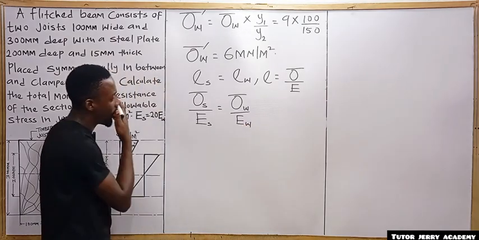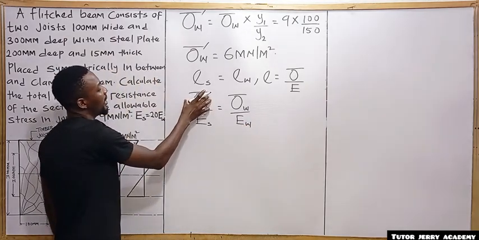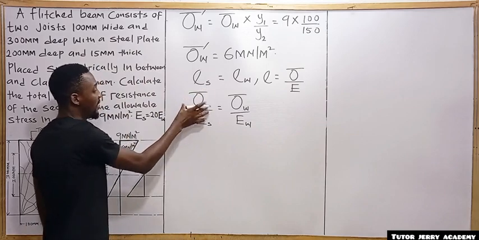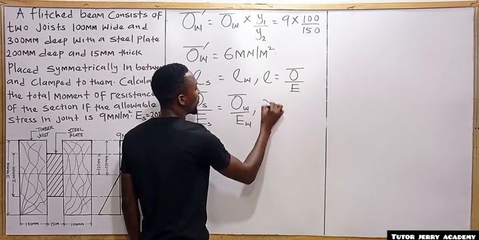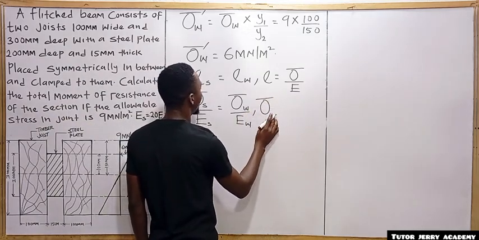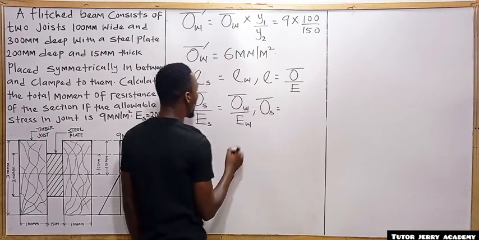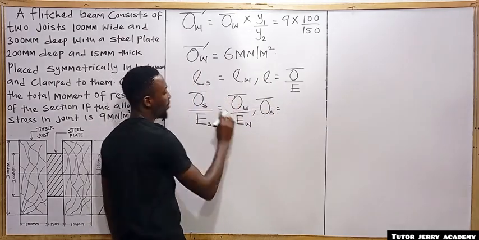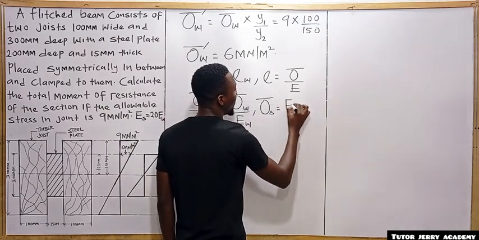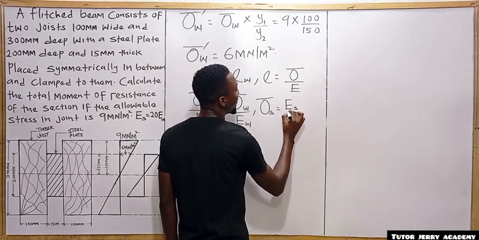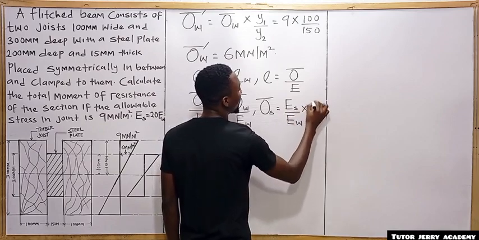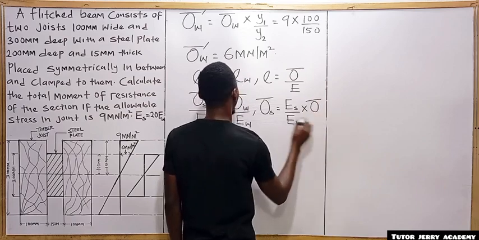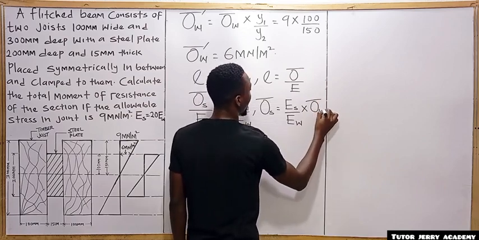All right. So we want to look for the maximum value of the stress in the steel, so we are going to make this the subject. If we do that, we have the maximum stress in the steel equal to the modulus of elasticity in the steel over the modulus in the wood, multiplied by the stress in the wood.